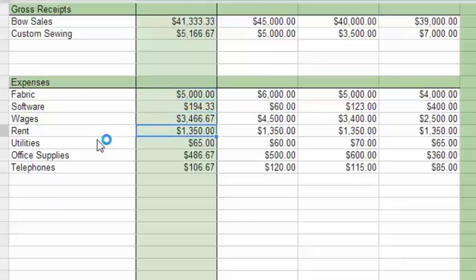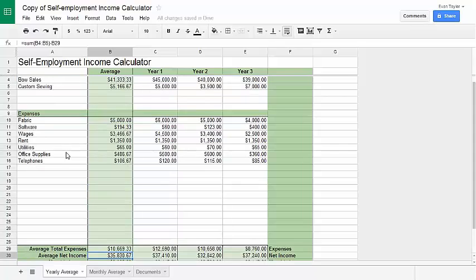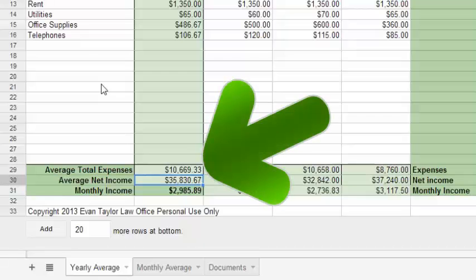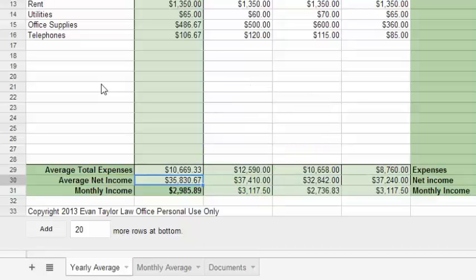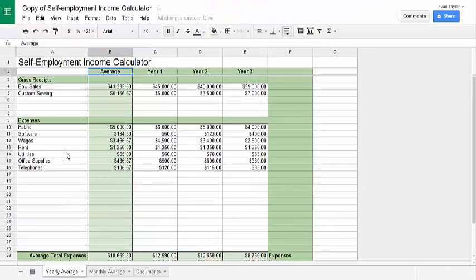What the spreadsheet will do is figure the average, and that average is important because we're going to use it to determine what her net income actually is. In this case, about $35,000. We know that's for the year, and so on average she should make just under $3,000 per month. Very simple. The hard part's just getting all the information together, then putting it in here.